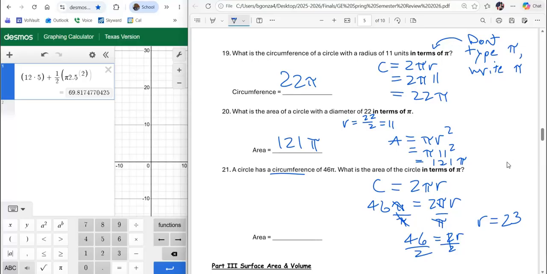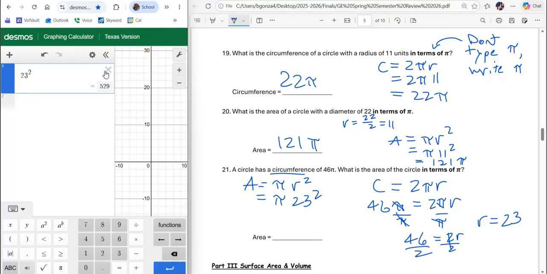Oops, that's the radius. And now the area is pi r squared in terms of pi. So pi 23 squared. Do not type the pi. Let's just do 23 squared. 529 pi. Cool.